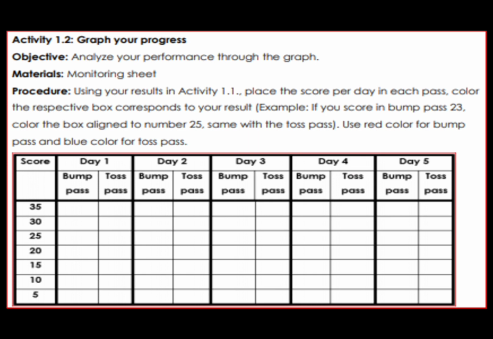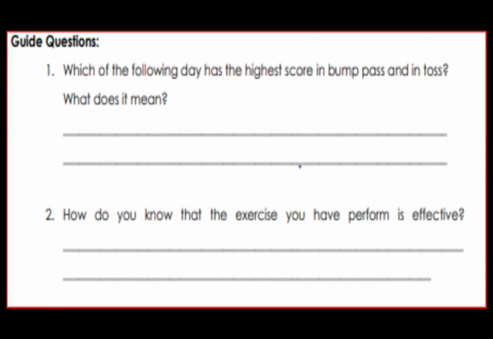Procedure: use your result in activity 1.1, place the score per day in each pass, color the respective box that corresponds to your result. Example, if your score in bump pass is 23, color the box aligned to number 25. Same with the toss pass. Use red color for the bump and blue color for the toss. After doing it, you have to answer the following question.